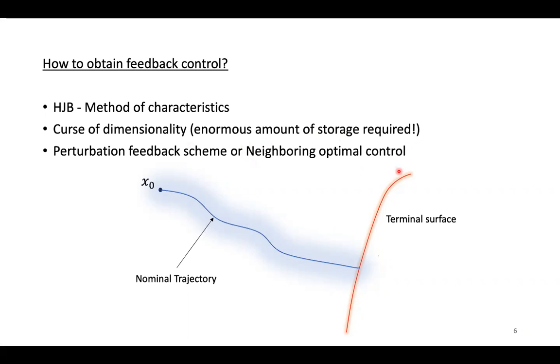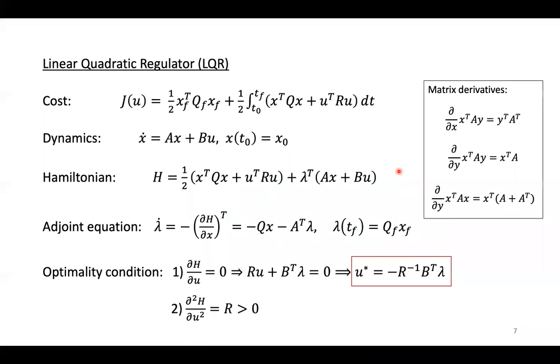So before we discuss neighboring optimal control using the HJB equation, the important aspect you need to know is the linear quadratic regulator. Again, I think you had seen this in the last lecture, but let me just brush up the basics for this.